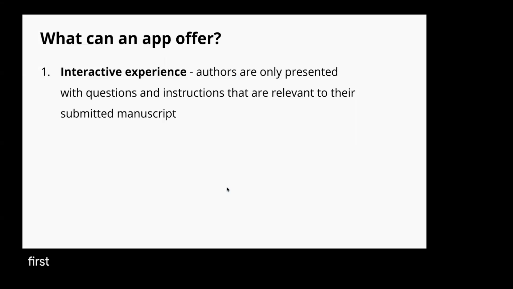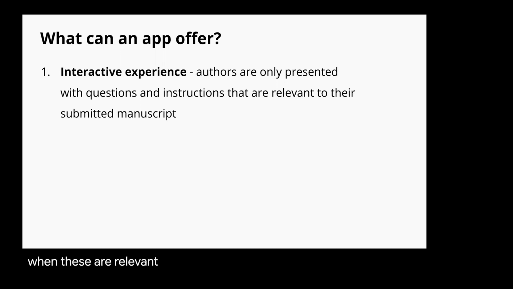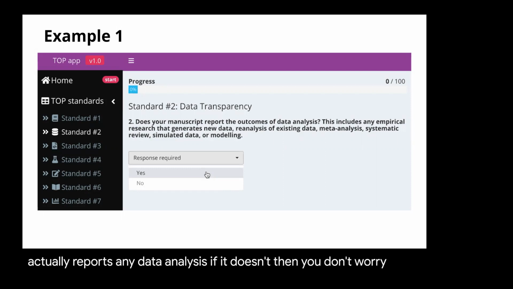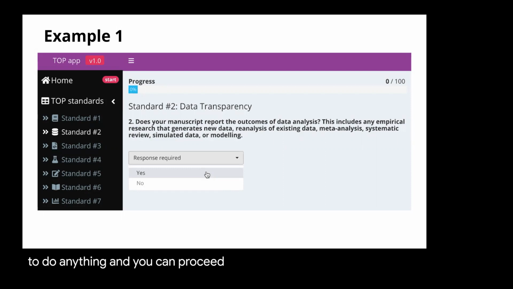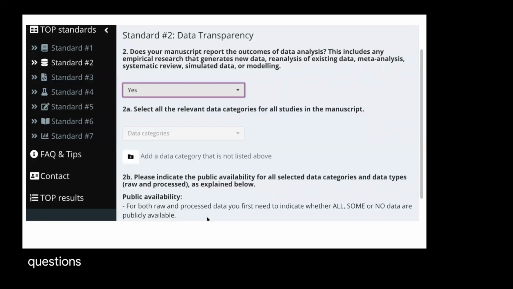The first important component of the app was that it should be interactive. So the authors should only be presented with questions and instructions when these are relevant to their manuscript. What that means, just to give an example: in standard 2, first we ask you whether the manuscript actually reports any data analysis. If it doesn't, then you don't really need to do anything and you can proceed. If it does, then you get to see more questions. That's quite simple, but still is interactive.